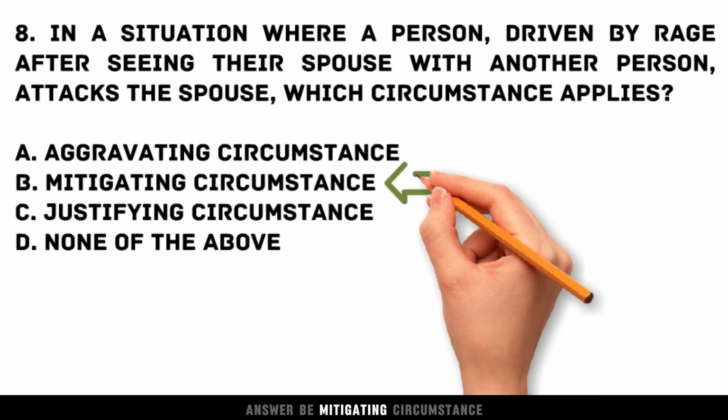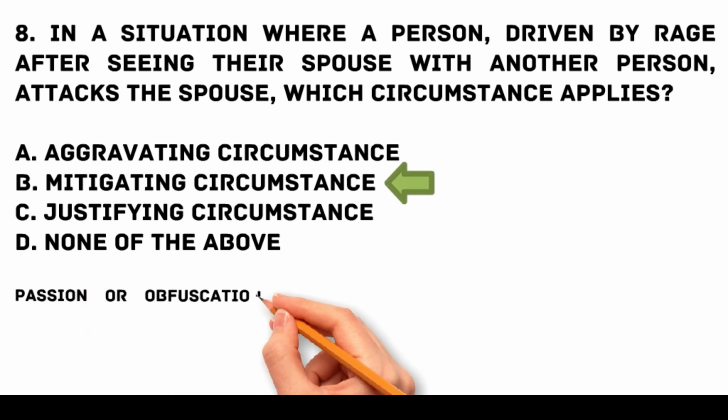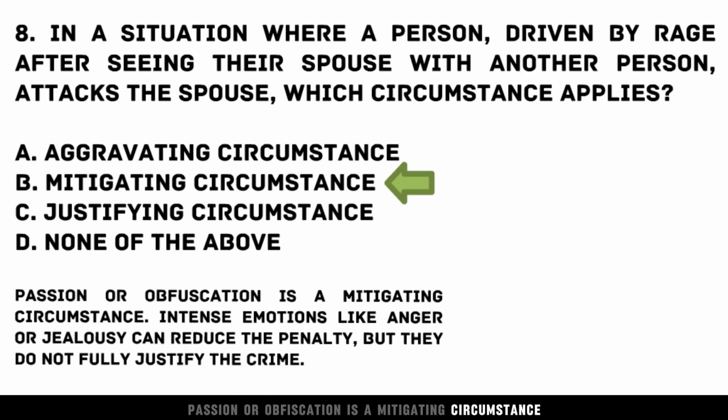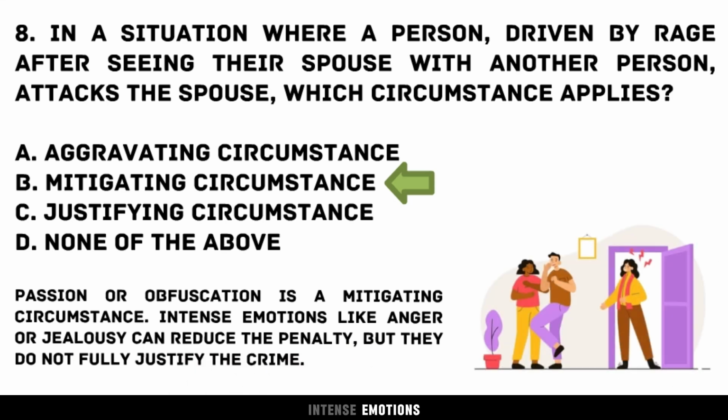Answer: B. Mitigating circumstance. Explanation: passion or obfuscation is a mitigating circumstance. Intense emotions like anger or jealousy can reduce the penalty, but they do not fully justify the crime.